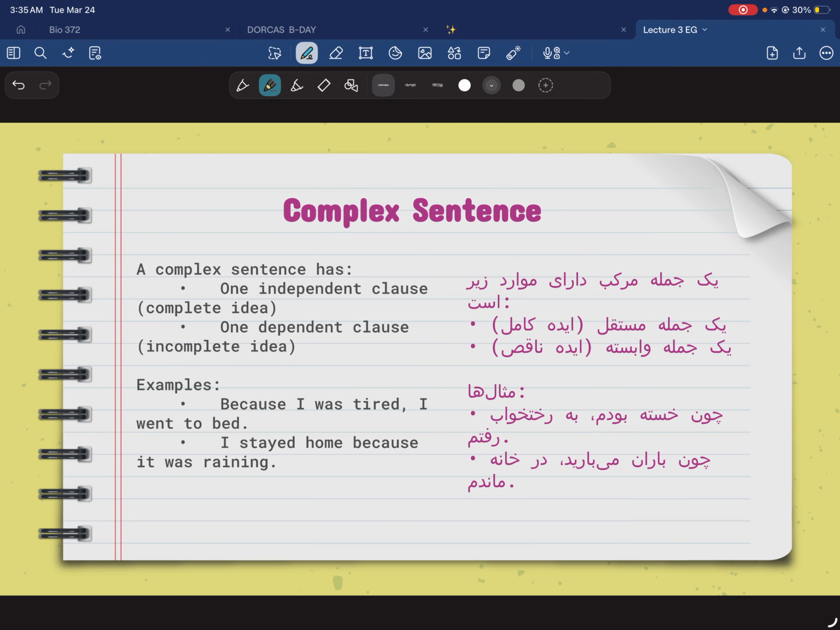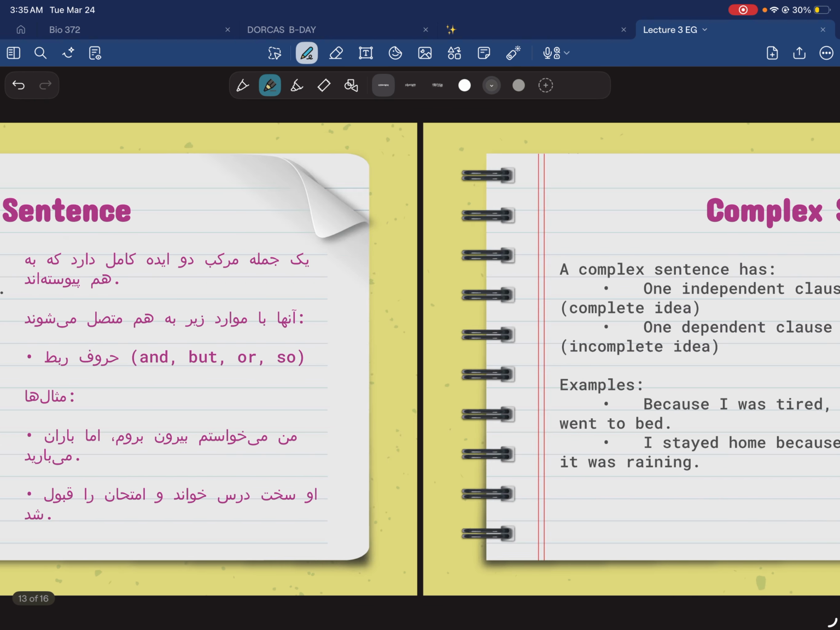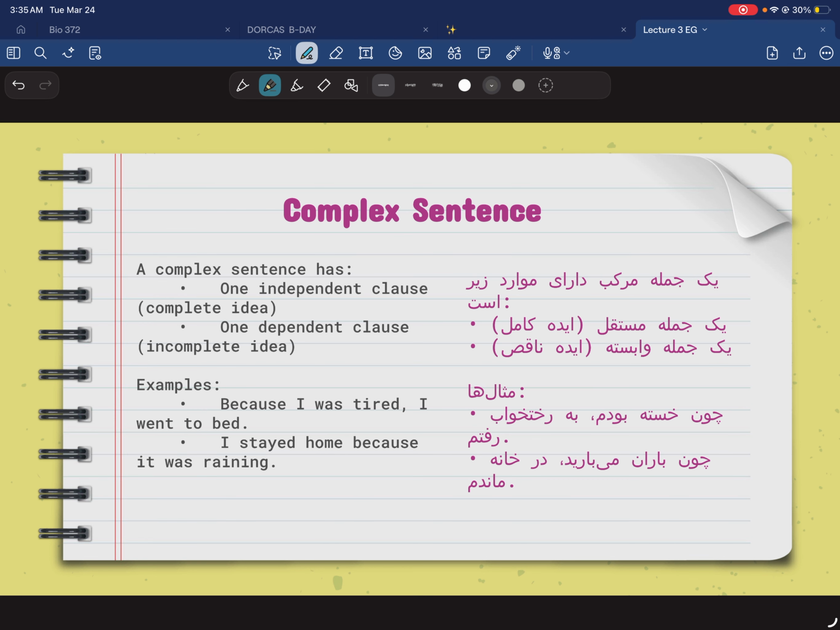And then the next thing that we're going to learn about is complex sentences. So a complex sentence has one complete idea, but it has one dependent clause. So it's different from a compound sentence, which has two complete ideas joined together. This one has one complete idea and one incomplete idea. So one that doesn't make sense if it wasn't there. So, for example, we have this sentence, because I was tired, I went to bed. So we have a complete idea, I went to bed.